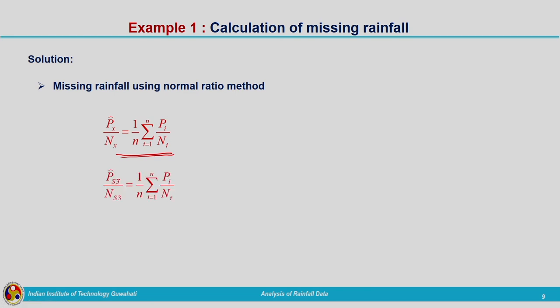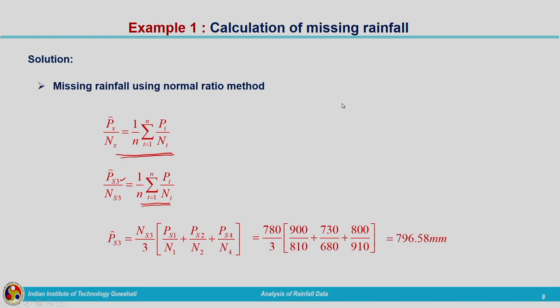Our station X is the third station S3. PS3 divided by NS3 can be equated to the average of the ratios from neighboring stations. Just we need to substitute the values, that is, PS3 can be calculated by substituting the given values, and it is calculated as 796.58 millimeters. So this is the way in which the missing data can be calculated for a particular station by making use of the annual rainfall data and the normal rainfall data from the neighboring stations.